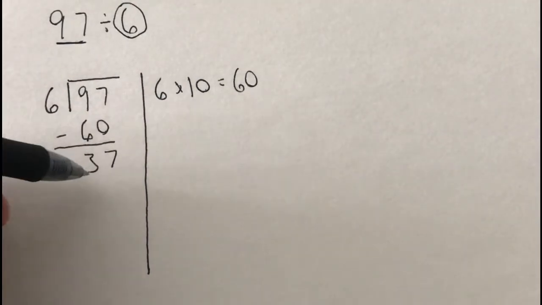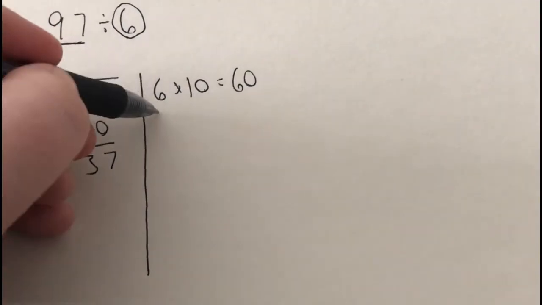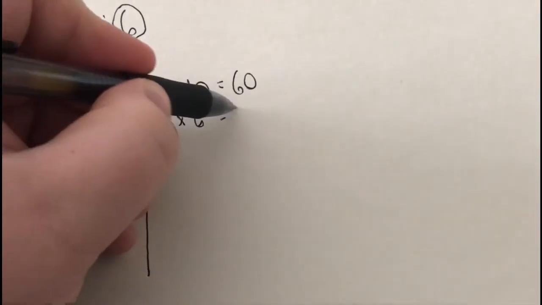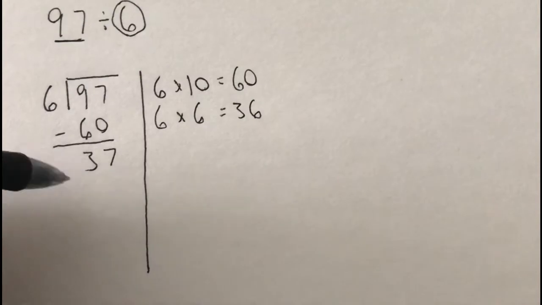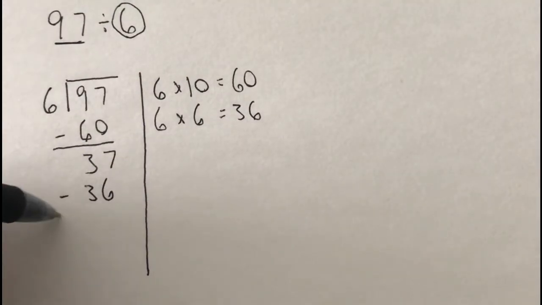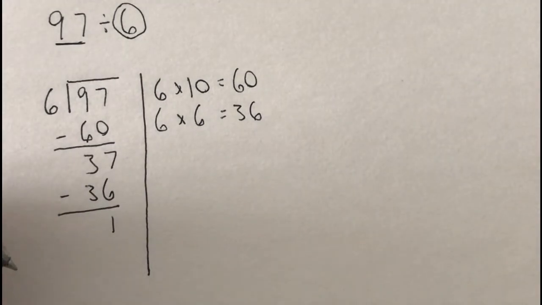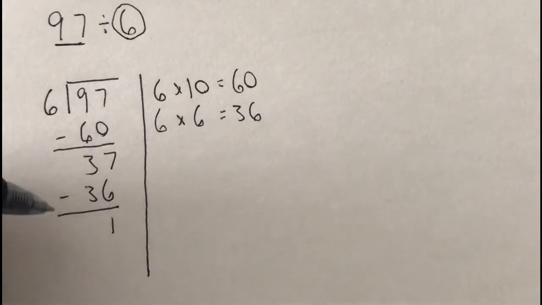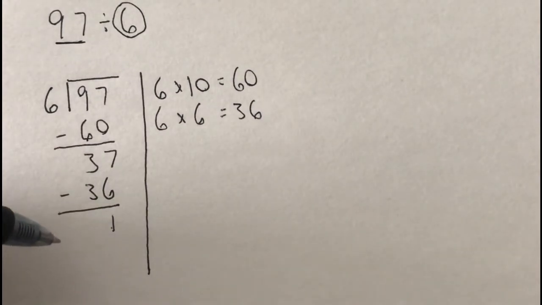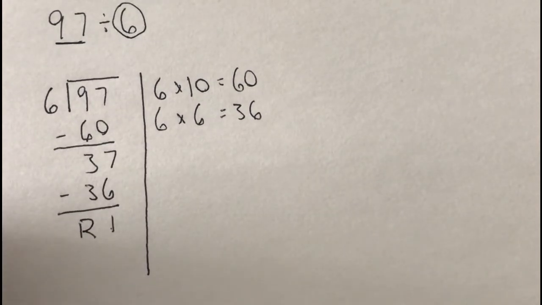Now, 6 and the 37. Now, I just know my 6 is pretty good, so 6 times 6, I know, is equal to 36. Well, same thing. Subtract our 36. 7 minus 6 is 1, and 3 minus 3 is, of course, 0. Now, just like last time, 1 is less than 6, therefore 1 is our remainder.